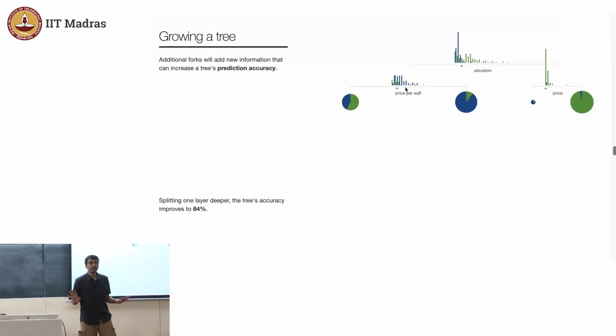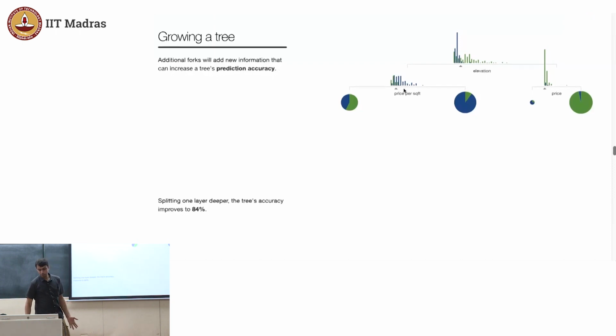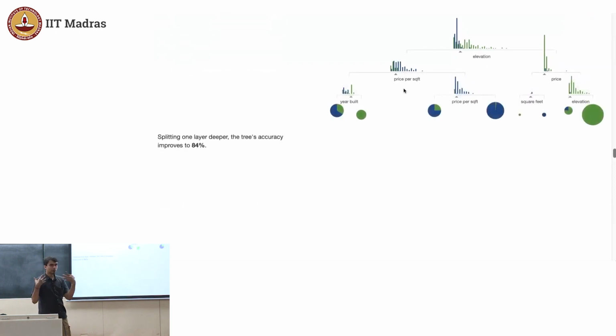You could have done that, but that's not very satisfactory. Can you do better than that? So in this case, you could perhaps build one more level of the tree. That is, you could go one level deeper and say price per square feet and price. And you can stop here also, or you can go deeper. You can keep on going deeper. And at some point, what will happen?